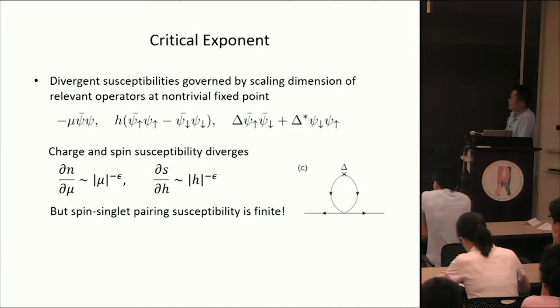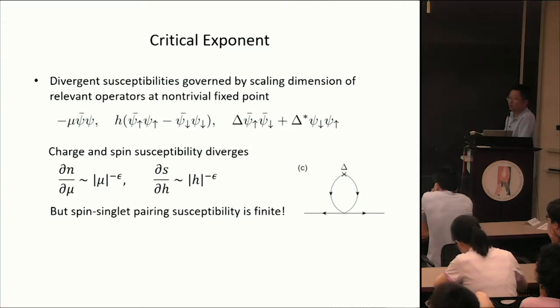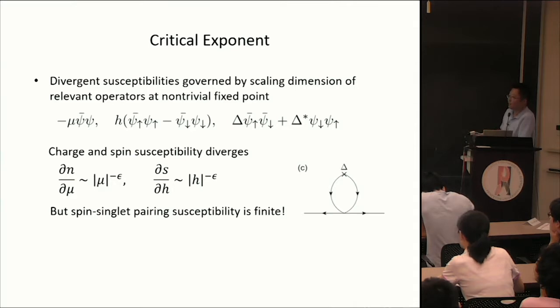However, if we look at the pairing susceptibility, when we compute the scaling dimension of the pairing field, it actually acquires a correction due to the interactions, and the pairing susceptibility is non-divergent. So this delta operator is actually irrelevant at the interacting fixed point. This is very different from the non-interacting case. In the non-interacting fixed point, the external magnetic field, the Zeeman field, and the pairing field all have the same scaling dimension, because the spin susceptibility and the pairing susceptibility both diverge as the density of states. But here at the interacting fixed point, the pairing susceptibility is totally different from the spin susceptibility. So this already tells us that this interacting fixed point is not a Fermi liquid.